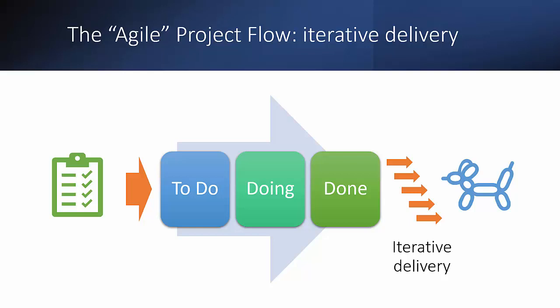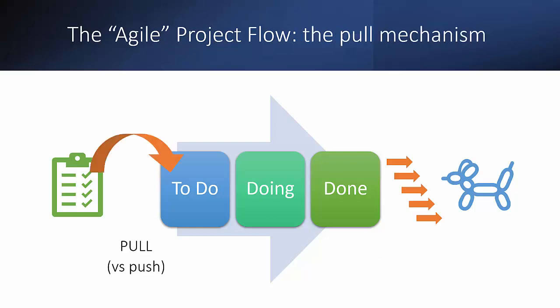These iterations can be of different types, right? We can have adaptive iterations, we can have incremental iterations, but the point is we have an iterative delivery. However, just because we have an iterative delivery, we don't actually have an agile approach. In order to have an agile approach, in addition to the iterative delivery, we need to have something that we call the pull mechanism.